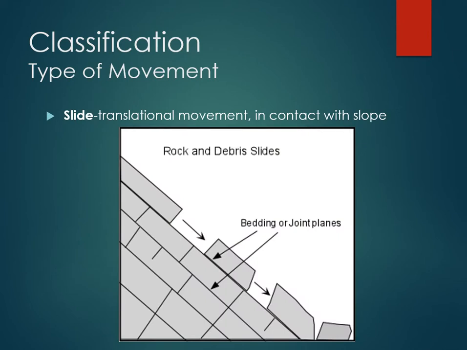The next type of movement is called a slide. This is translational movement. And it sounds pretty much exactly like what it sounds like. You have rocks that are sliding down the slopes. That means they're in contact with the slope at all times.